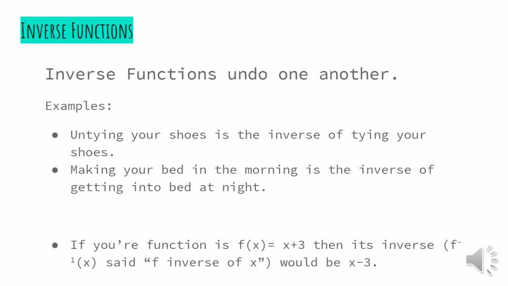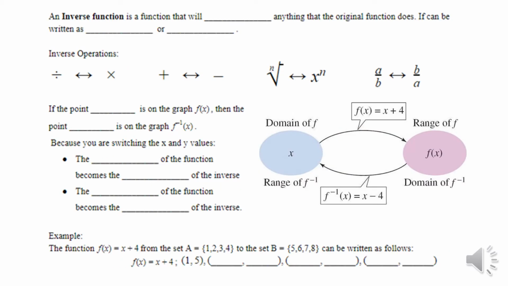Inverse functions undo one another. Some examples in everyday life would be untying your shoe as the inverse of tying your shoe, making your bed in the morning as the inverse of getting into your bed at night. But if you're given a function, say f of x equals x plus 3, the inverse, said f inverse of x, or f to the negative 1 of x, would be x minus 3. An inverse function is a function that will undo anything the original function does.